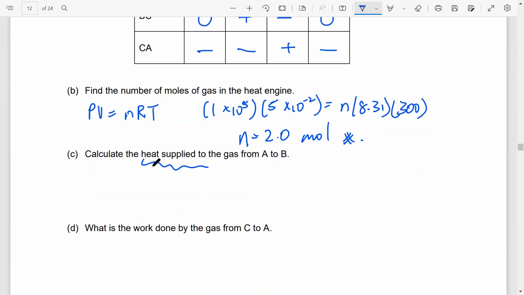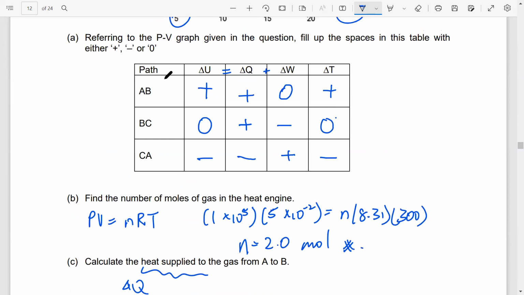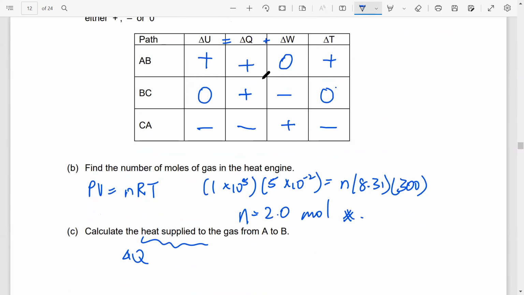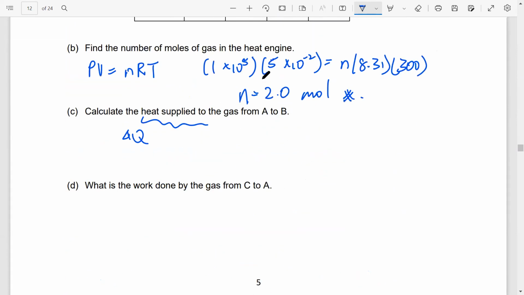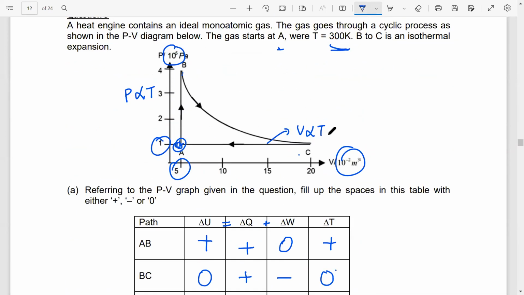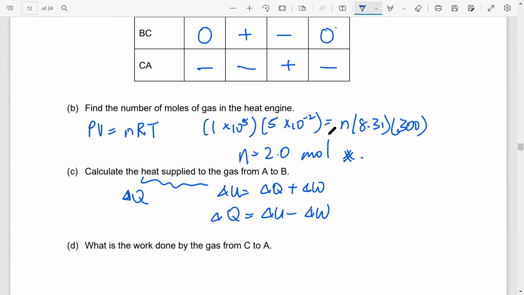Part C, calculate the heat supplied, please calculate delta Q, for path AB. To calculate delta Q, basically you will need the first law of thermodynamics, delta U equals delta Q plus delta W, so delta Q equals delta U minus delta W. Now, change in internal energy. One more trick. We know that U is equal to 3 over 2 nRT, and because PV equals nRT, you can use 3 over 2 PV. So from here, you can actually find delta U.